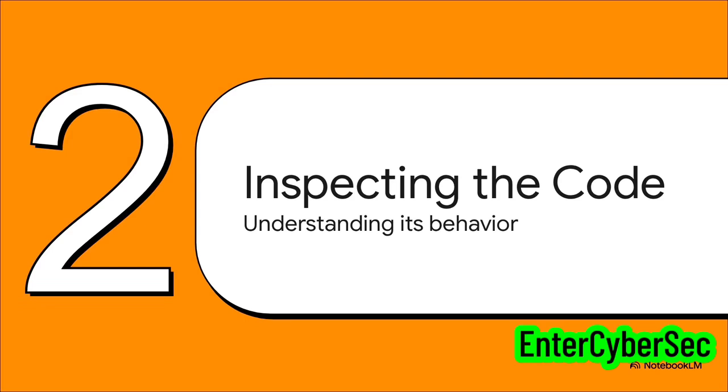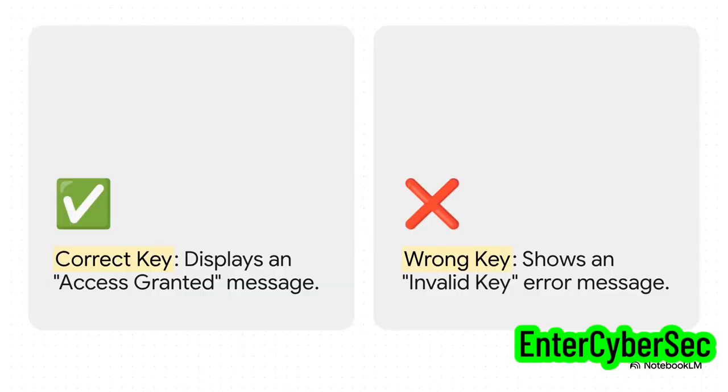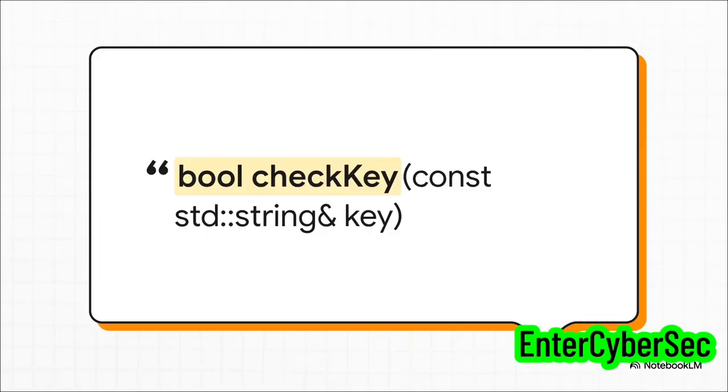Time for our first inspection of the crime scene. We're going to take a close look at the code's behavior to get a feel for what we're really up against here. So this program is pretty straightforward. It really only has two possible outcomes. You give it the right key, you get access granted. Simple enough. You give it anything else, you get hit with invalid key. Our entire investigation, everything we're about to do, is all about finding the one specific key that unlocks that access granted message.